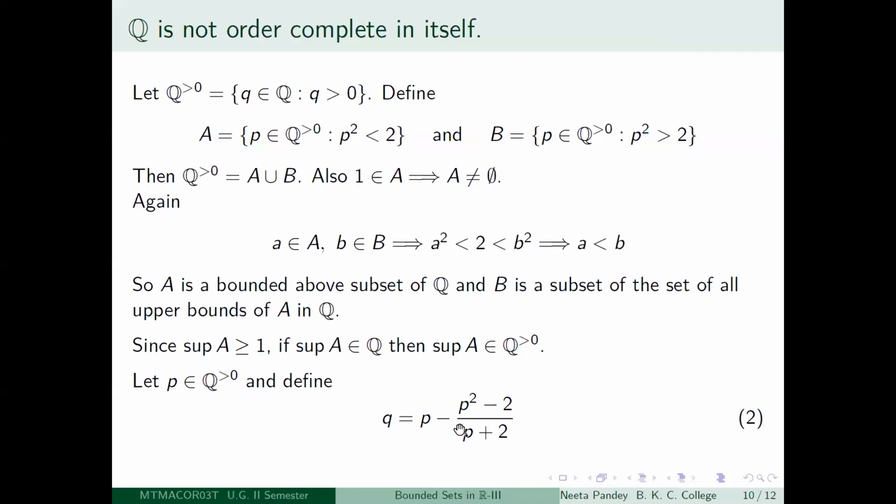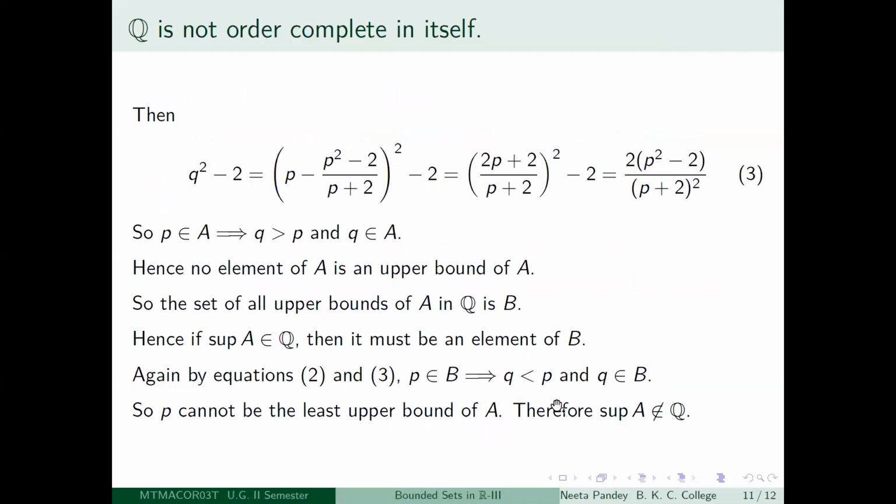So P minus this negative number means you're adding a number to P. Actually, it becomes P plus something. So therefore, Q becomes greater than P. Not only that, if you look at this equation, Q squared minus 2 is equal to this.